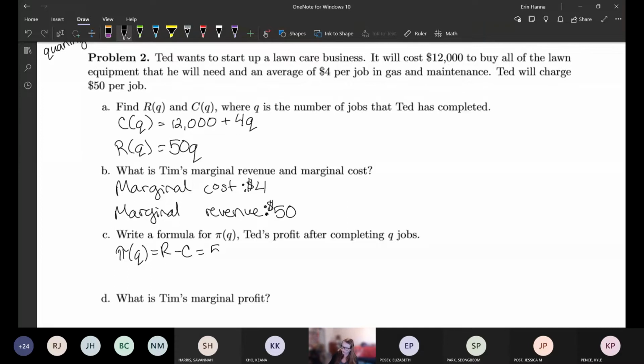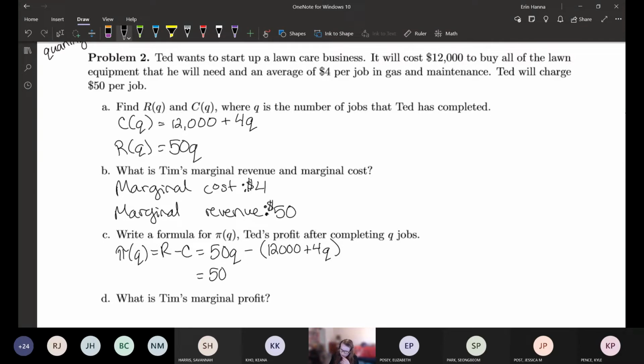So we have revenue, which is 50Q, minus, whenever you write the cost function down when you're calculating profit, put it in parentheses. Put the cost function in parentheses. One more time. Put the cost function in parentheses. If you don't put the cost function in parentheses, you're most likely going to get the wrong answer because you're probably going to forget to distribute that negative, and then your numbers are going to be off.